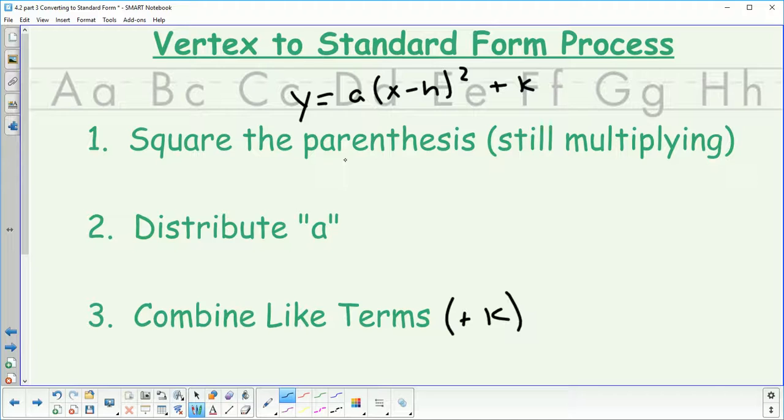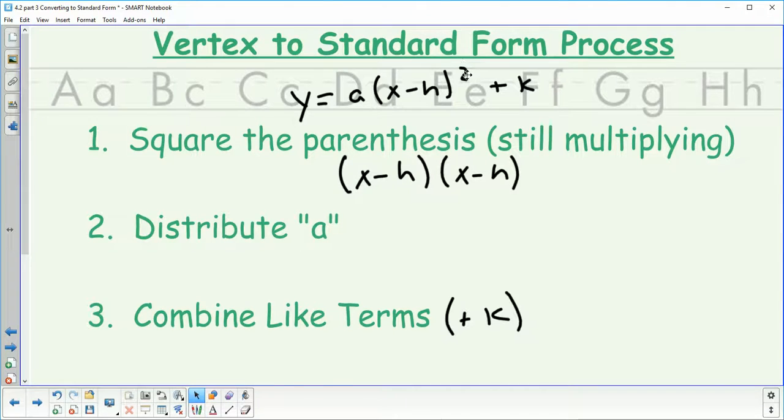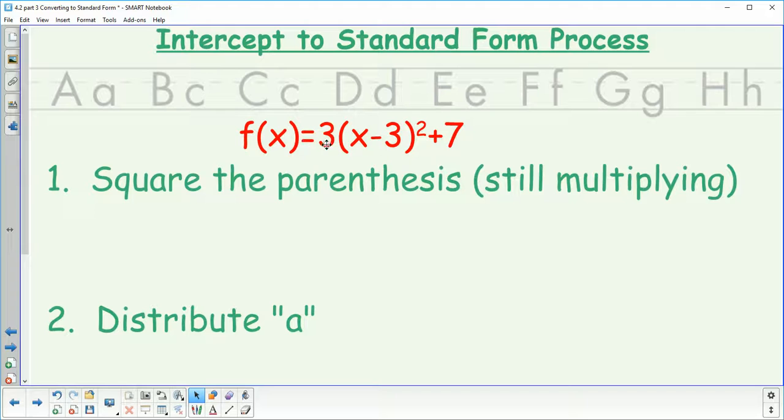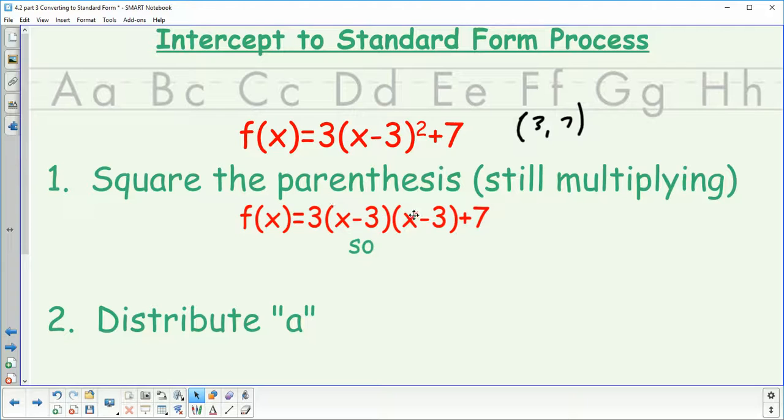Okay, squaring the parentheses you can think of as x minus h times x minus h, because that is what this square right here means. An example of that, f of x equals 3, and then (x minus 3) squared in parentheses plus 7. So our vertex on this one would be (3, 7). And then we had the whole process we could talk about finding a y-intercept and then other points. First thing I'm going to do is square the parentheses. What that means is, like I said, x minus 3 times x minus 3. So I just rewrote that a little bit so I could see my two parentheses like I did in that first one.